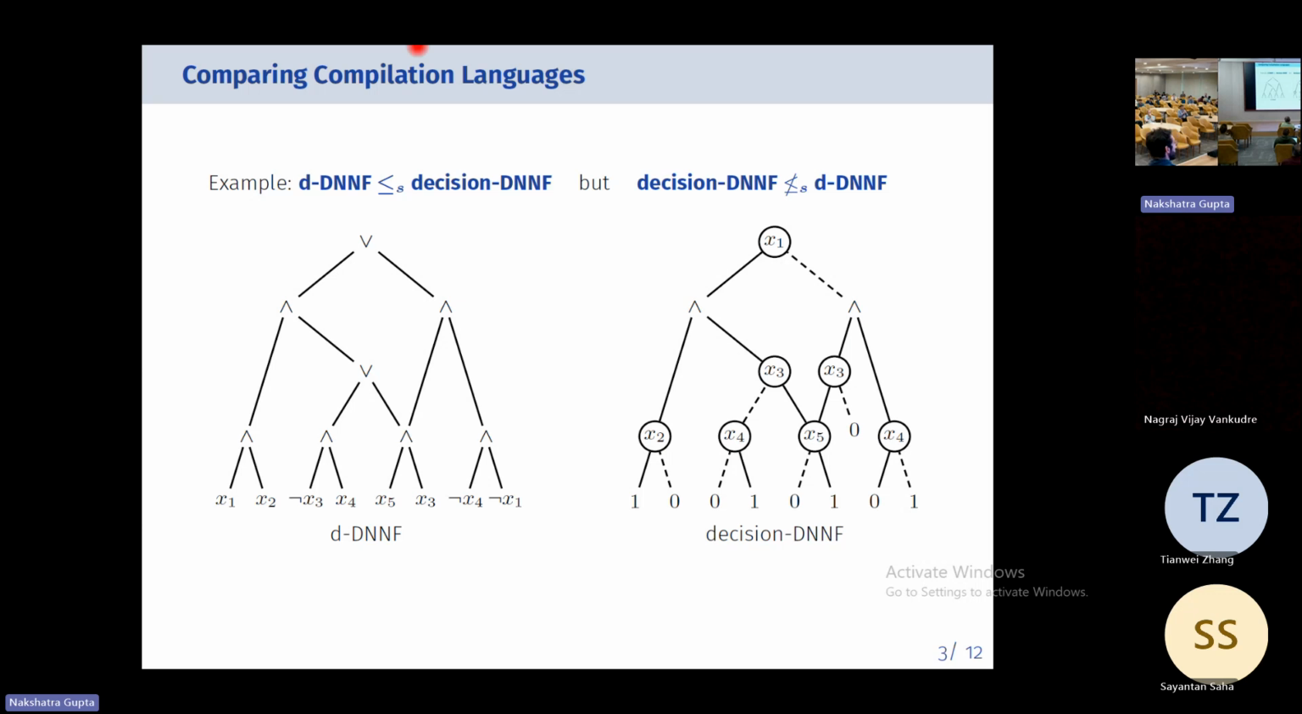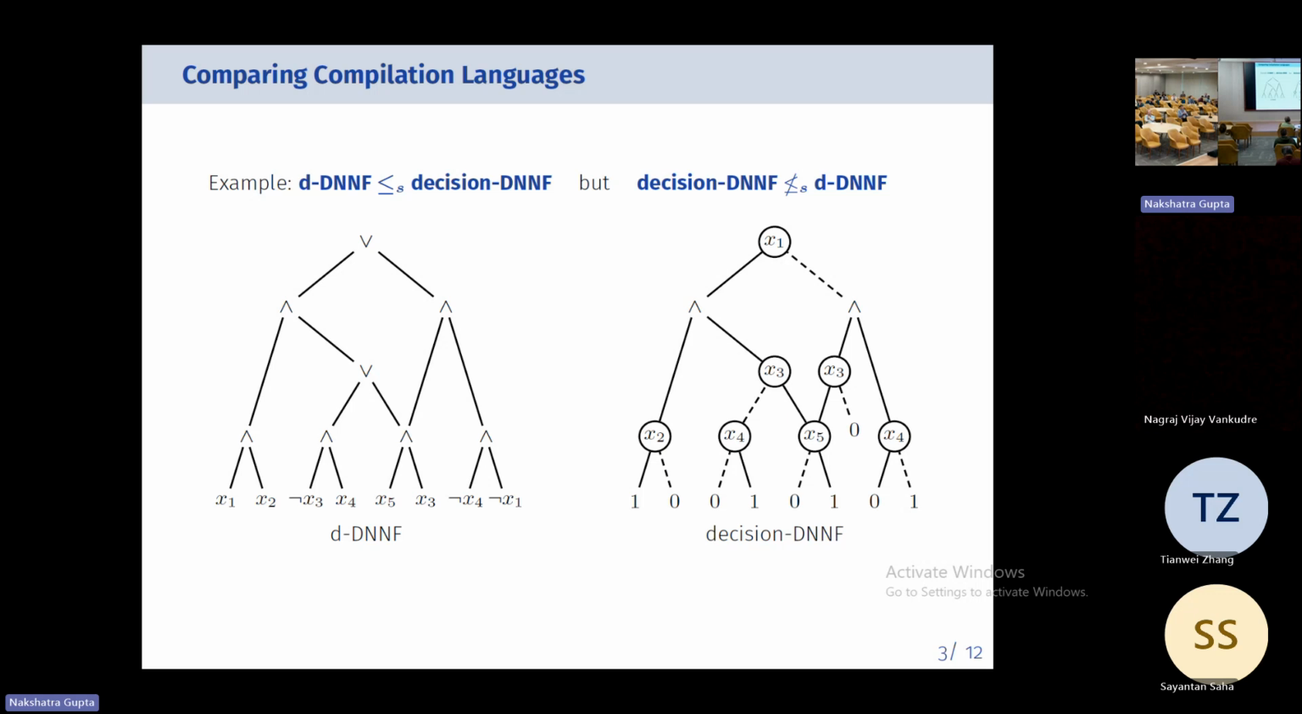Okay. And so what is known is that when I have a decision DNNF circuit, I can always rewrite it, massage it into a d-DNNF circuit. It's a linear time operation, easy. However, the other direction is not true. So when you have a d-DNNF circuit, you have some functions that have d-DNNF circuits of polynomial size, but when you try to find the decision DNNF circuit, then the size explodes.